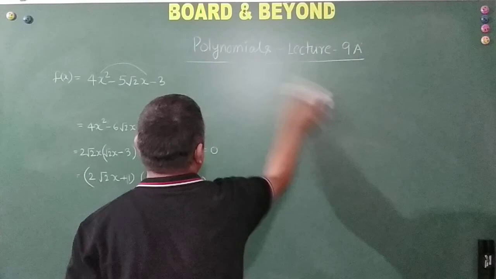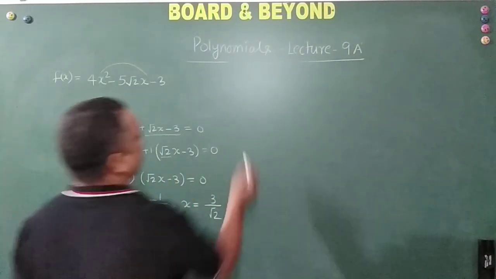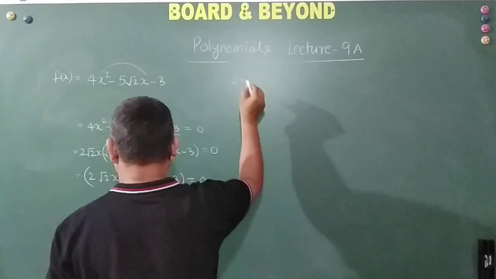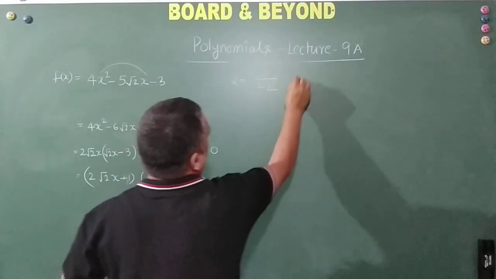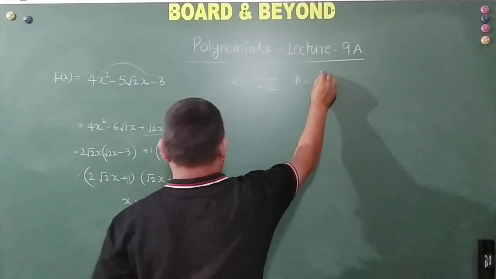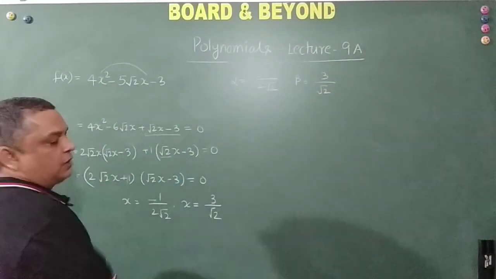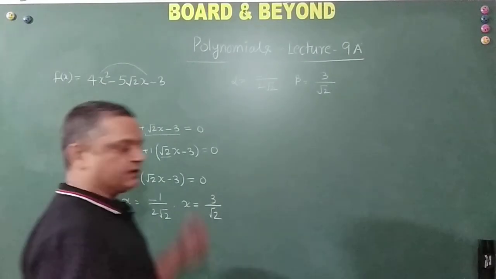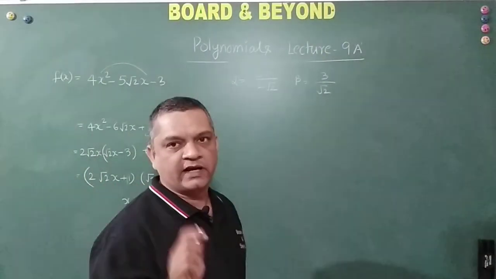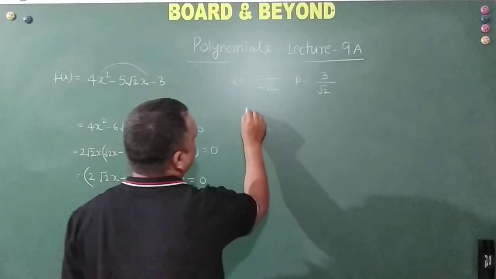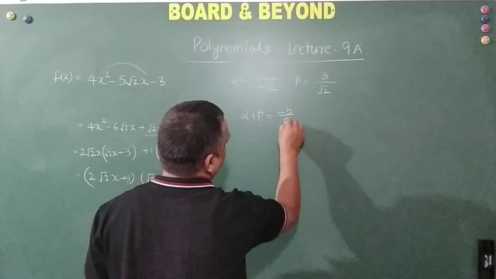So we have got alpha and beta. Now we will verify the relation between roots and coefficients. So alpha is equal to minus 1 by 2 root 2 and beta is equal to 3 by root 2. Okay. So now to verify the relation between the roots and the coefficients, we know that alpha plus beta is equal to how much, my friends? Minus b by a. Okay. So alpha plus beta is equal to minus b by a.